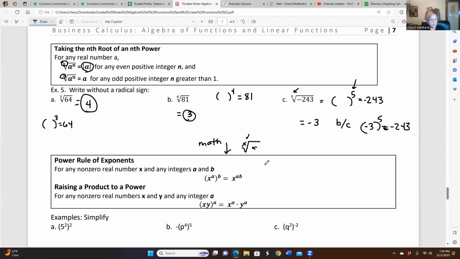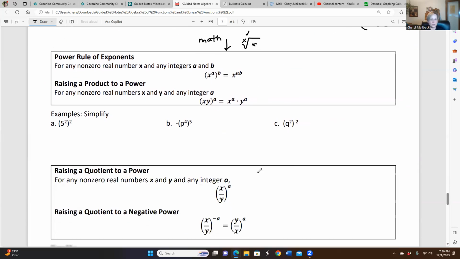All right, let's move on to the power rule for exponents. This is a review from intermediate algebra, but if you have a variable x taken to a power and then taken to another power, what this is telling you to do is multiply the exponents. And if you're raising a product to a power, x and y, both of these variables will be taken to that power.